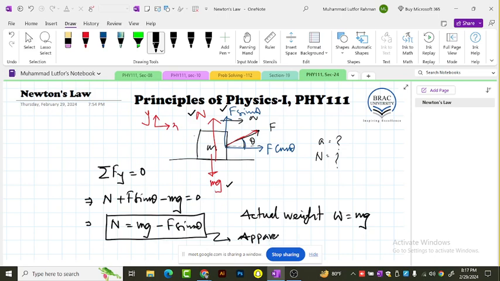Remember this keyword. I may randomly ask you to find the apparent weight of the system. Apparent weight is that weight which is different from your actual weight. It could be higher than your actual weight, sometimes it could be lower than the actual weight. If it is different from the actual weight, that is known as apparent weight.